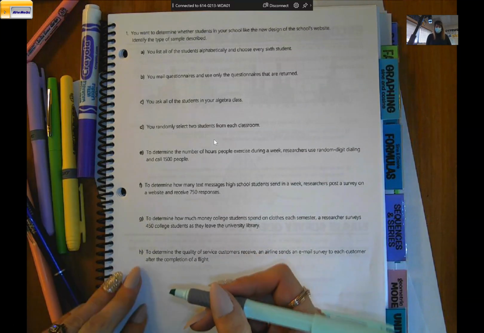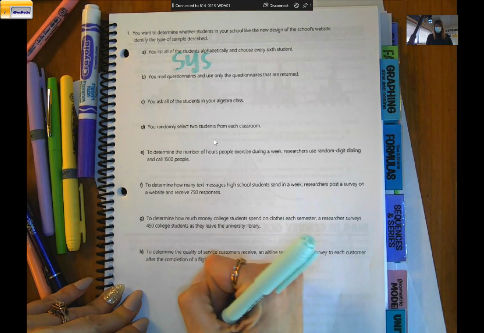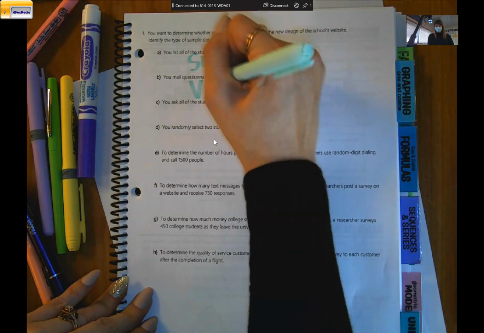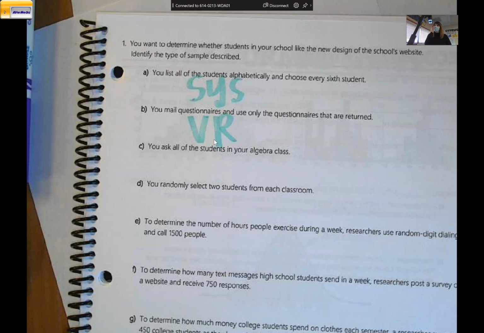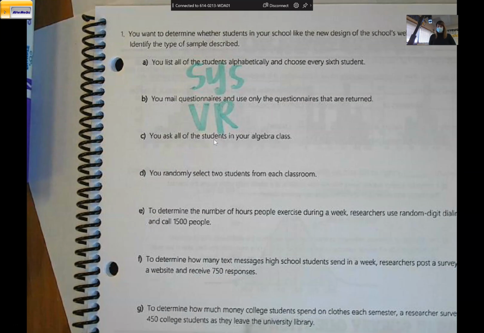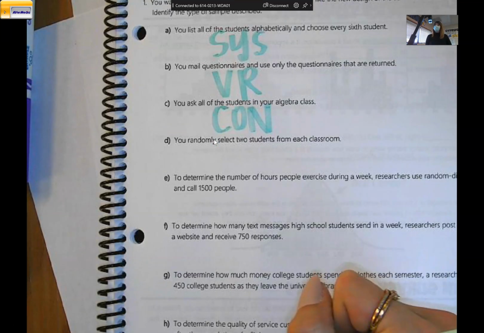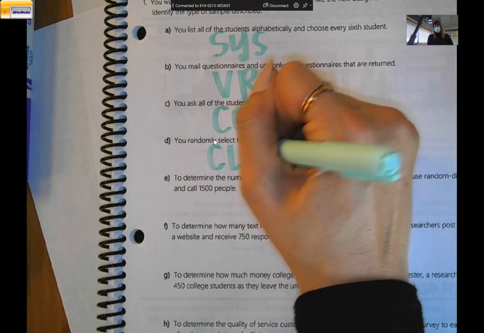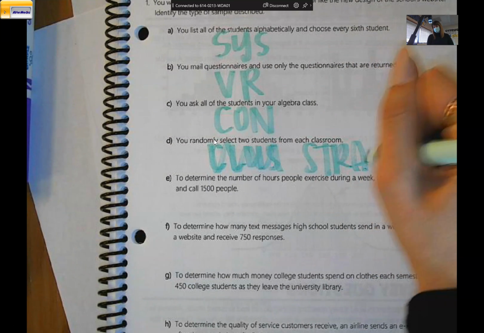Okay, number 1, every 6th student is a systematic sample. Questionnaires, and you only use the ones that are returned, is voluntary response, because they have to choose to return the questionnaire. You ask all the students in your algebra class, convenience. You randomly select 2 students from each classroom, cluster. Just kidding. Stratified. Sorry about that.